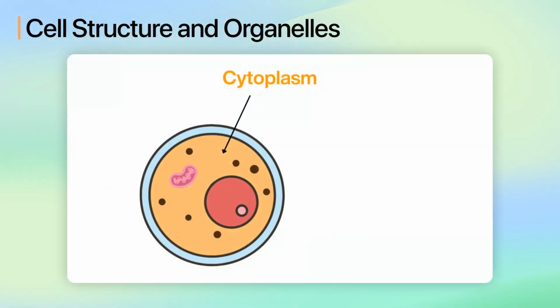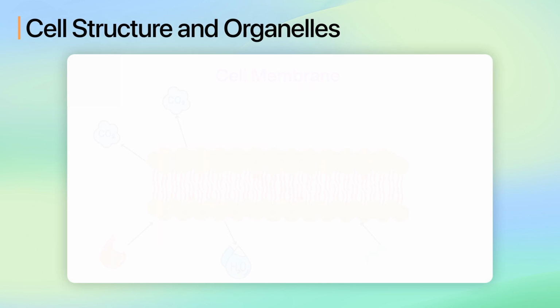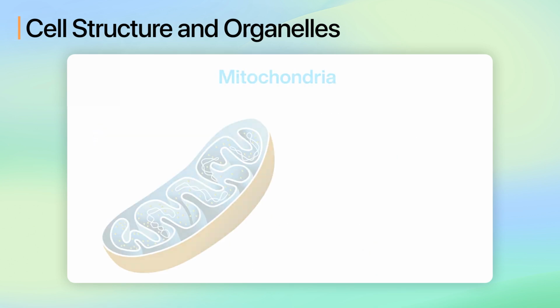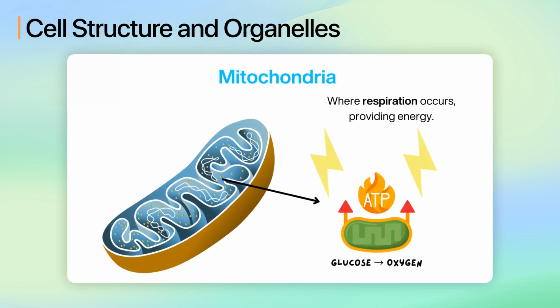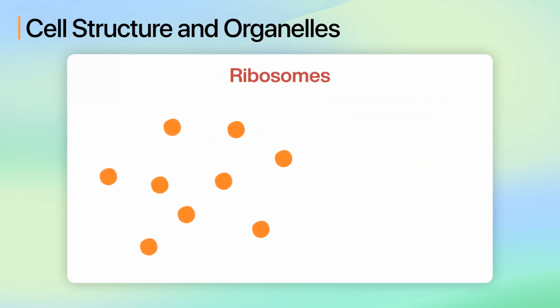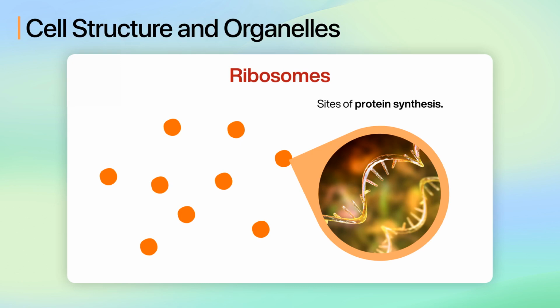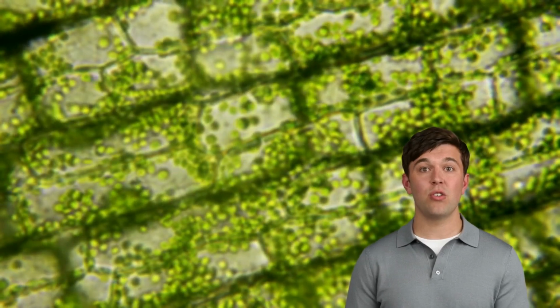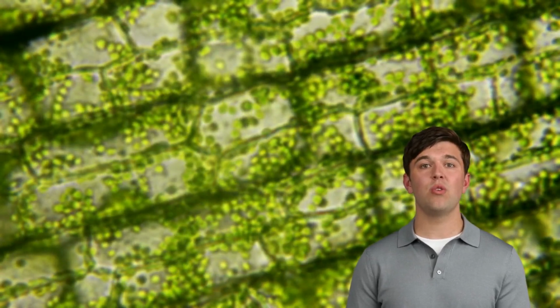The cytoplasm is a jelly-like substance where most of the cell's chemical reactions occur. The cell membrane functions as a protective barrier that regulates the movement of substances in and out of the cell. The mitochondria are the site of respiration, which provides the energy required for the cell's activities. Finally, the ribosomes are the sites of protein synthesis, which produces amino acid chains that fold into precise protein shapes. In addition to these shared organelles, plant cells contain certain specialized structures not found in animal cells. Let's take a closer look at these organelles.